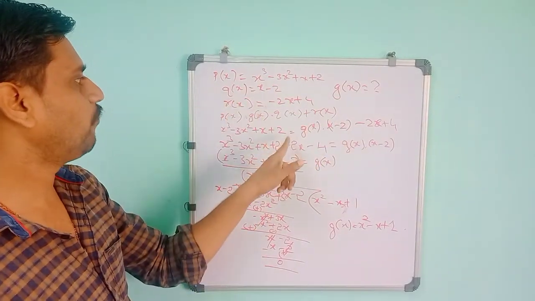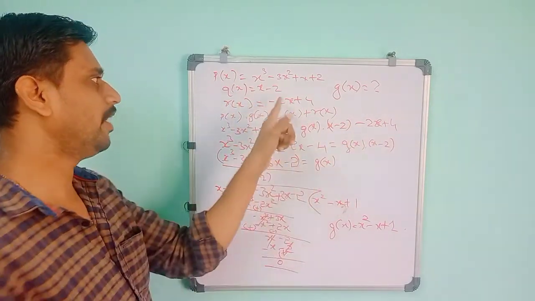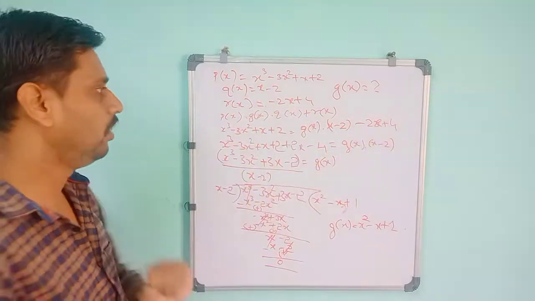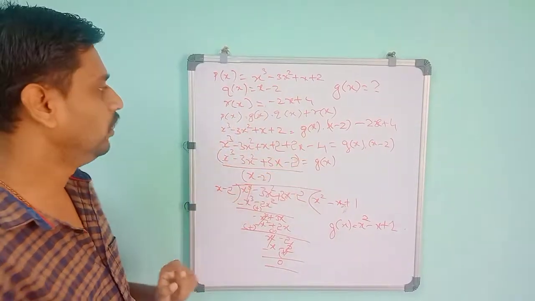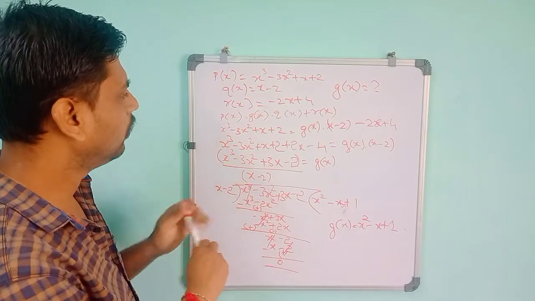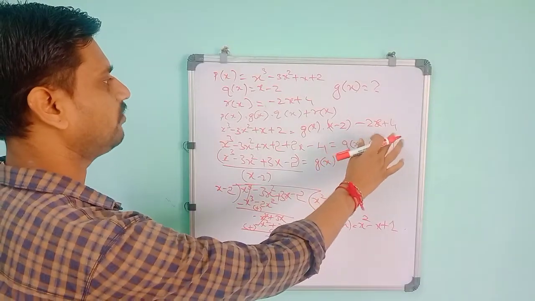They given here q of x as x minus 2. So I substituted it here. And r of x is minus 2x plus 4. So minus 2x plus 4. Then this equation p of x is x cube minus 3x square plus x plus 2. Then x cube is there, so you have to send this side, 2x and 4 you have to send this side.